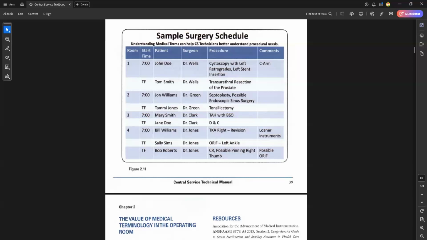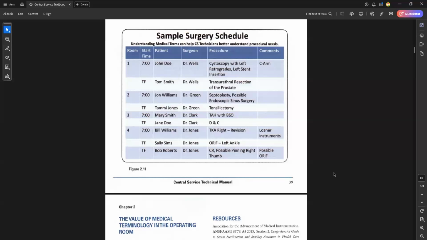7 a.m. schedule, the patient being Mary Smith. So once you see these abbreviations, TAH, total abdominal hysterectomy, with BSO, bilateral salpingo-oophorectomy, where they're going to remove the 2 ovaries. Yeah, they're going to remove the 2 ovaries. That's the bilateral salpingo-oophorectomy, total abdominal hysterectomy. The uterus will be removed.